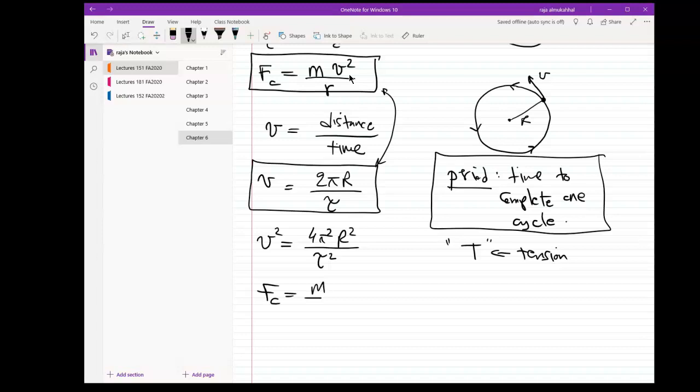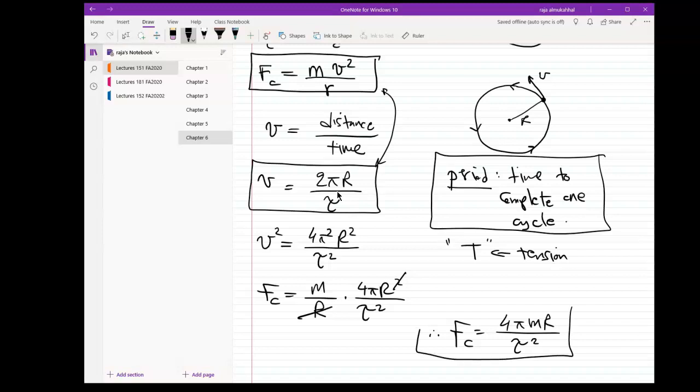So that's going to be m over r. I'm changing the variable r to capital R here, times v squared, which is 4 pi squared r squared over the period squared. One of the r's cancel out here. So therefore, the centripetal force in this case is going to be 4 pi squared m r over the period squared, tau squared, okay? That'd be one version for that.